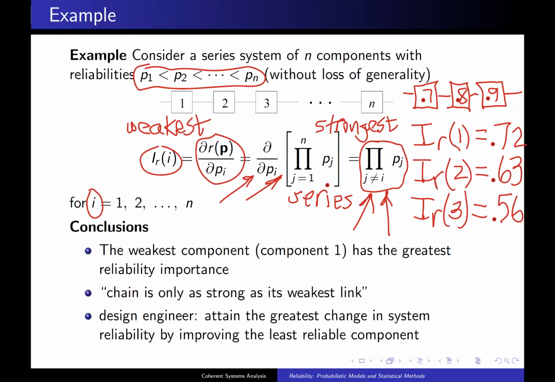So notice in this particular example and in general, it is the weakest component, and that is component 1, that has the greatest reliability importance. This is another form of a chain is only as strong as its weakest link. So the weakest link in this case is our first component at 0.7. It has the highest reliability importance, which means that if I can bring that 0.7 up just by a tiny bit, maybe even make it 0.71, that's going to have the greatest impact on my system reliability. The takeaway for the design engineer is you attain the greatest change in system reliability by improving the least reliable component. And that is the reliability importance for a series system.